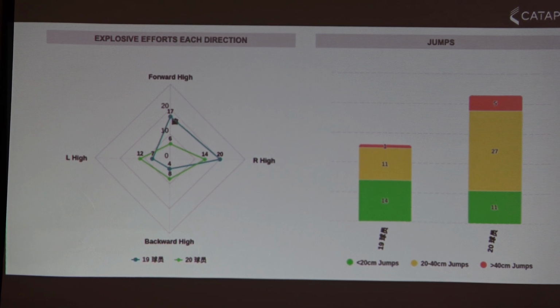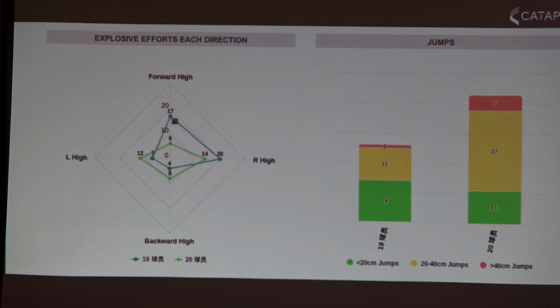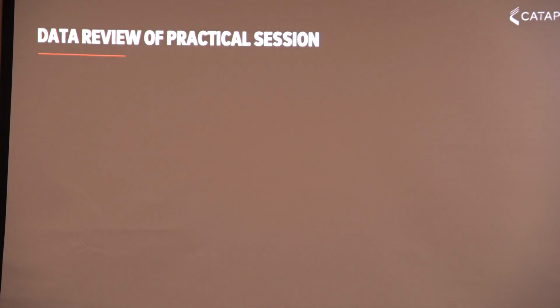Okay, this is this morning's session. And next, we'll be looking at each group's drill. And I will invite one representative from each group to come up and explain to everyone what was the purpose of the drill, how did you design the drill, what was the target of the drill, and then I will show you if you hit the target or not.